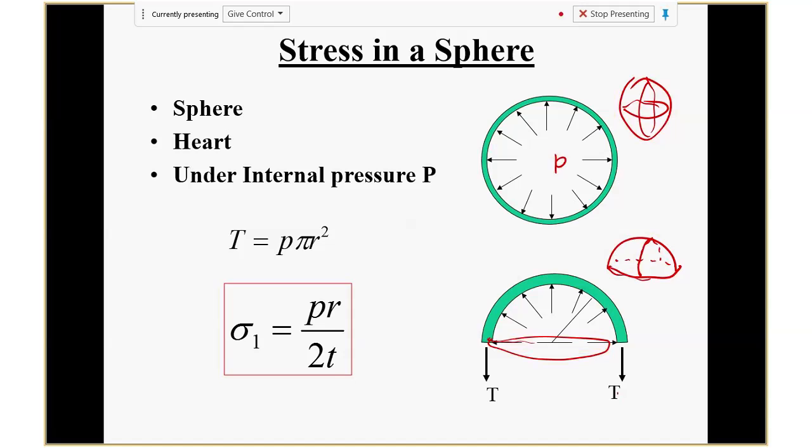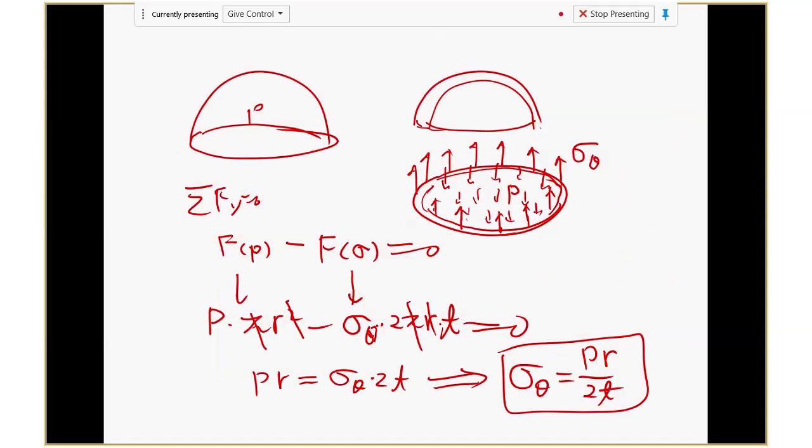So we end up with 2 equations: the stress for a cylindrical tube and the stress for a spherical container vessel. The stresses are very similar, except that they differ by a factor of 2. Okay, that's the 2 equations basically.